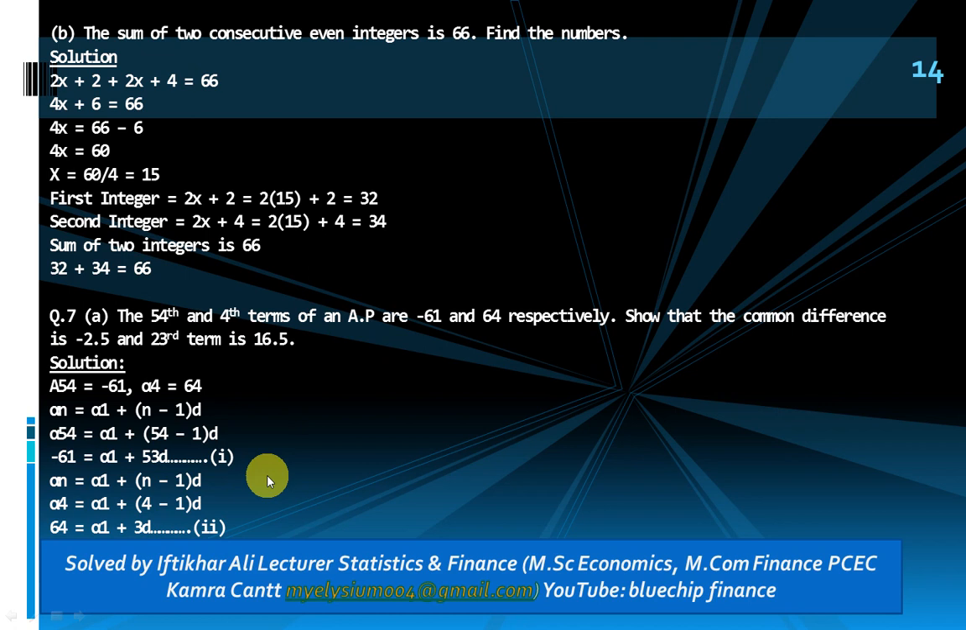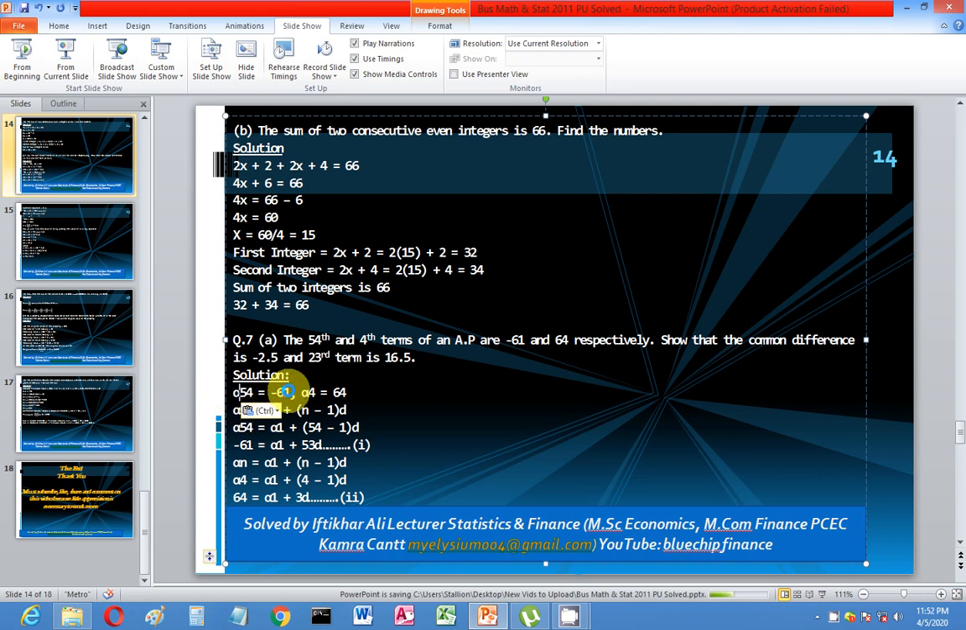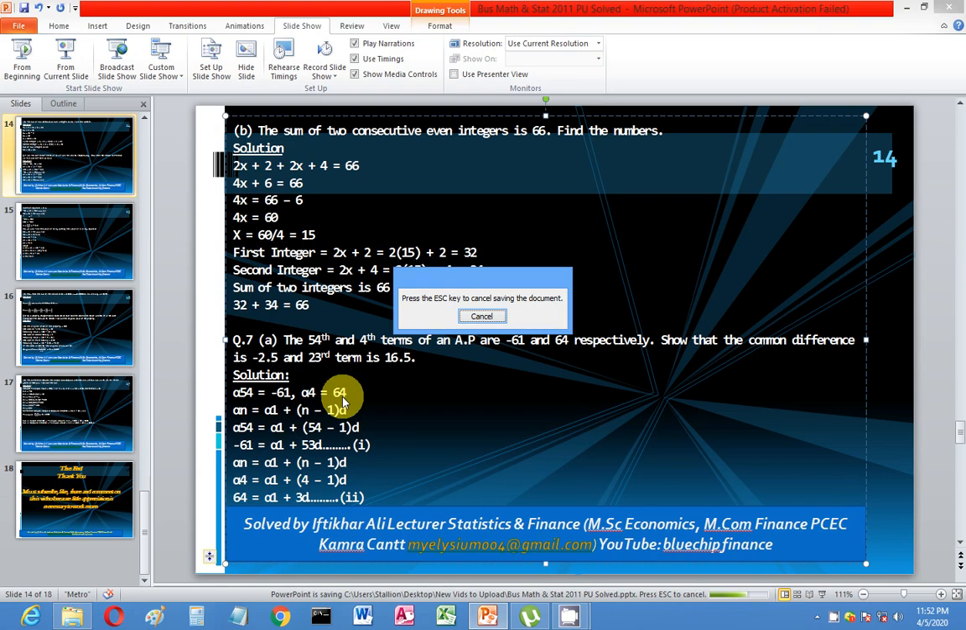You can see here that first of all, the 54th term is minus 61 and the 4th term is 64. Here it is not A, but you can say that it is alpha. So the 54th term is minus 61 and the 4th term is 64.